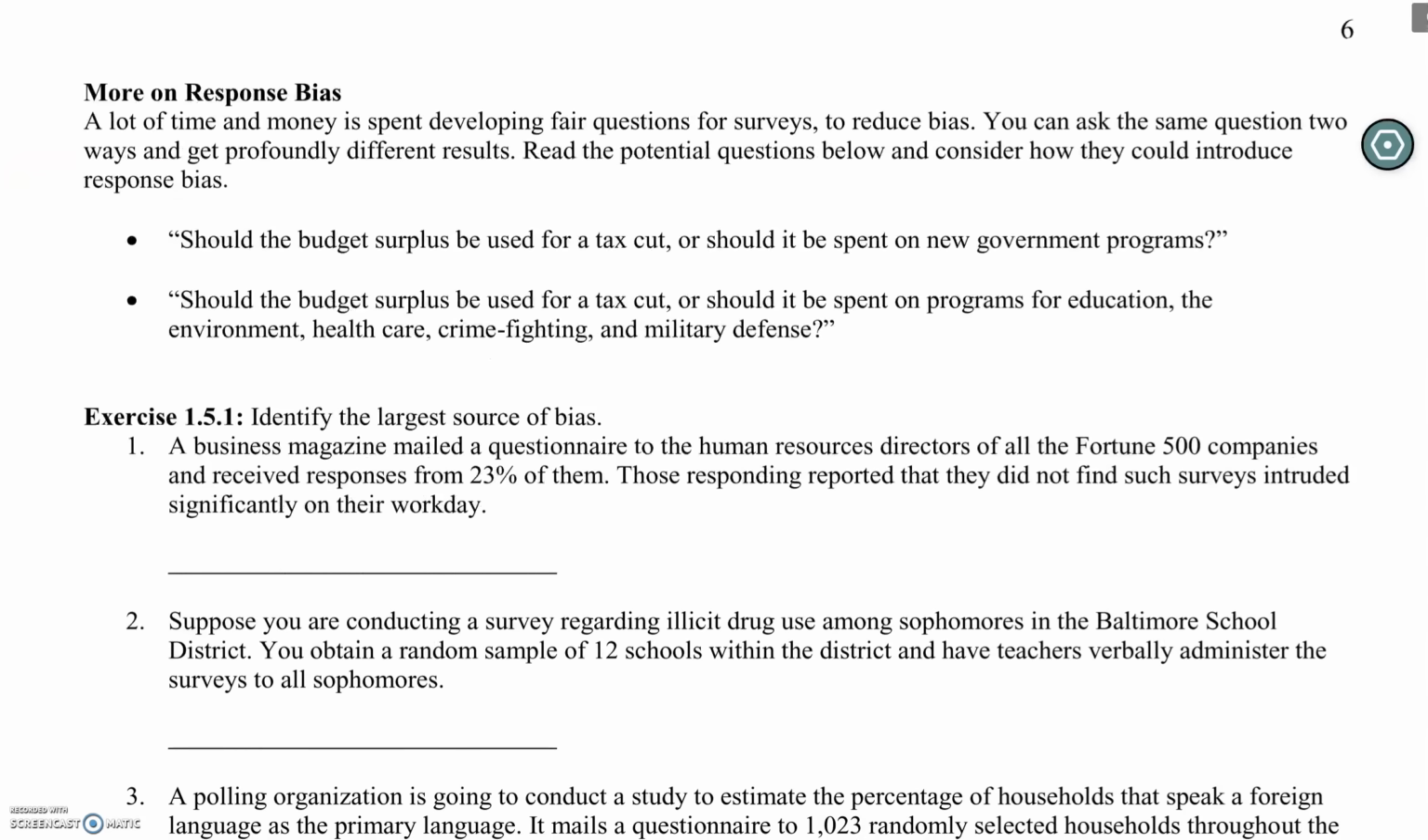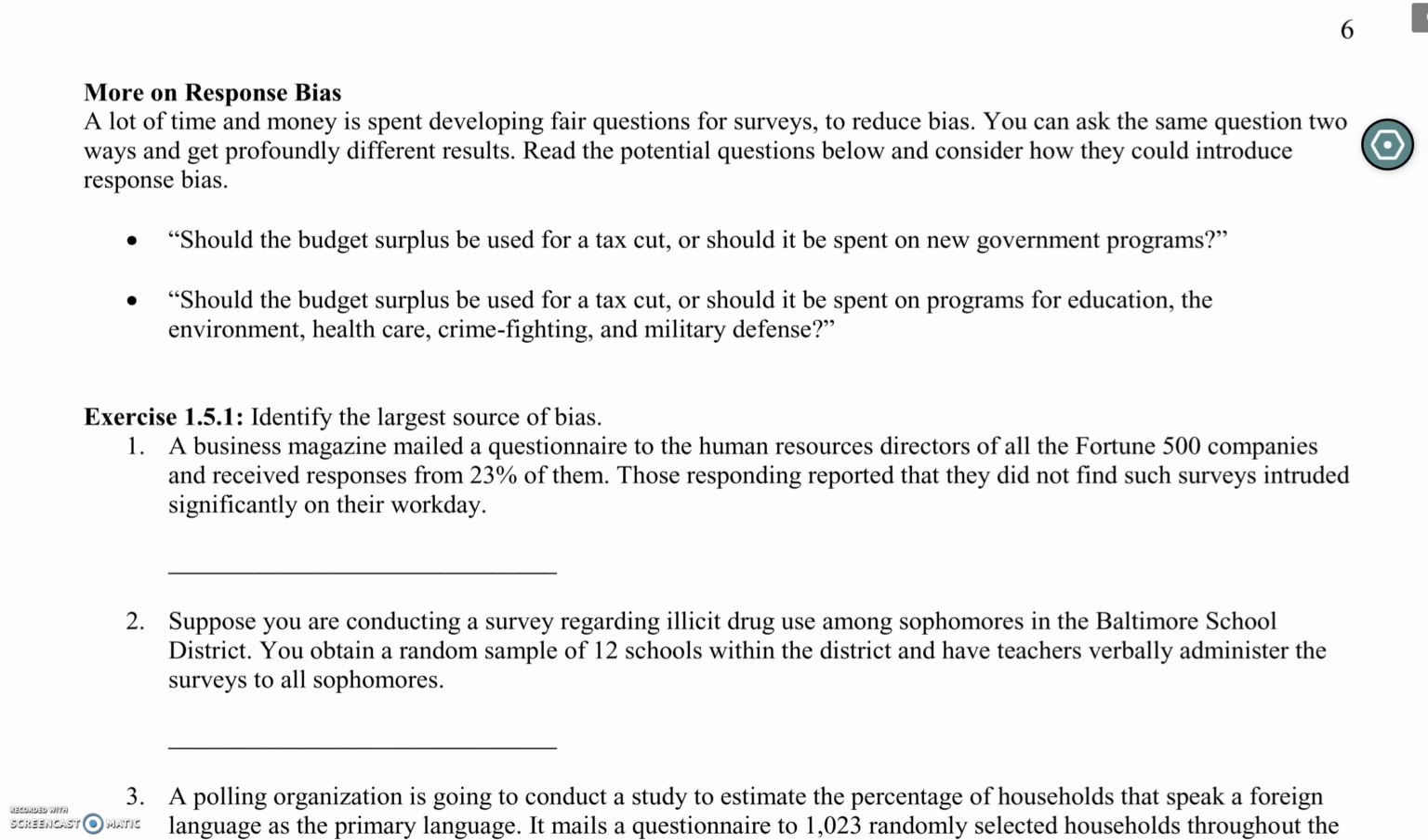To talk a little bit more about response bias, I've given you 2 examples here. Response bias can be subtle. It can be really in your face. But here's a subtle example. The way you word questions can actually change the responses that you get. So we have 2 here.